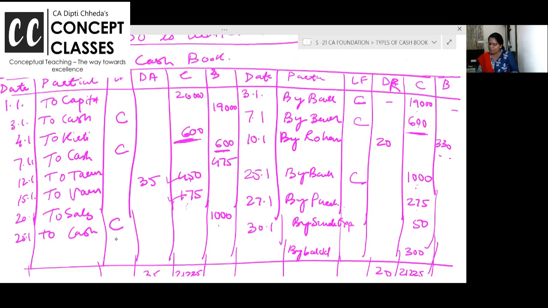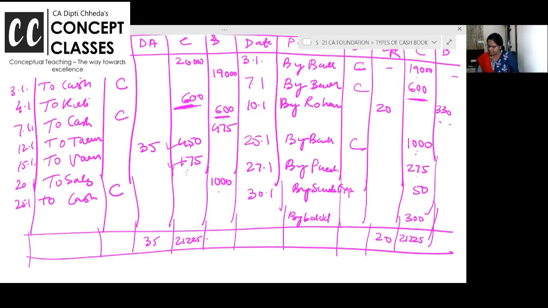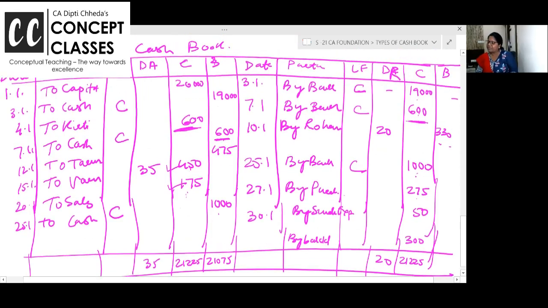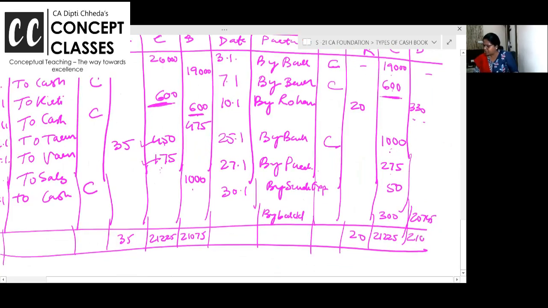What is the total of the bank column? You can also say the totals and put the answers in the chat box. Correct. Very good. 21,075. Minus 330. 20,745 is the closing balance.